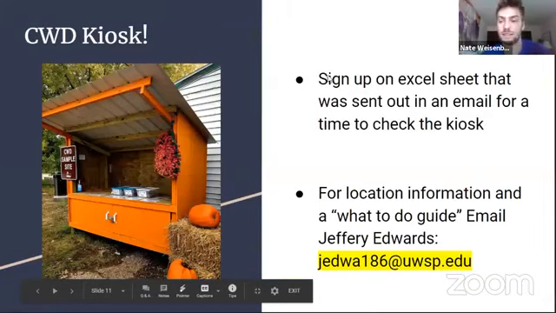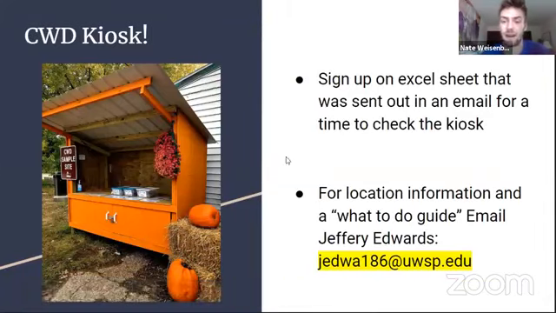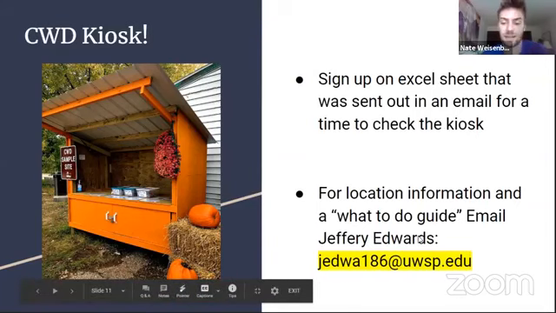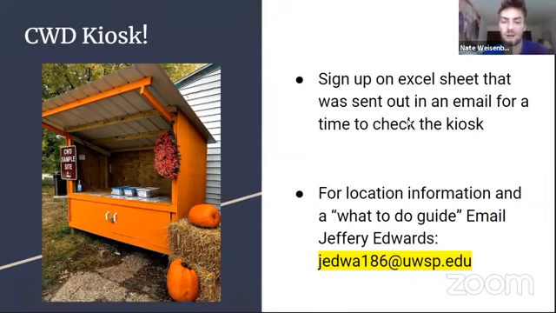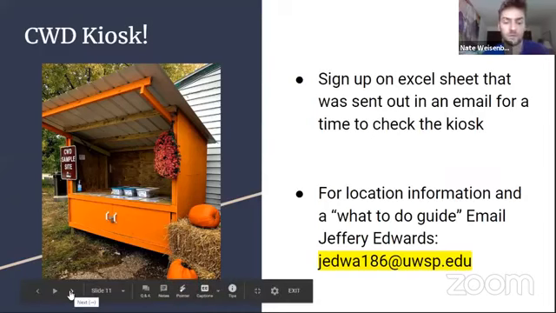We also are doing the CWD kiosk again this year. I sent out an email earlier today giving a little bit of info on this, but basically we partnered with the DNR. People can drop off deer heads to get sampled for CWD by the DNR, and they want us to be checking it every week. So you can sign up to do that with that Excel link that I sent out today. So check your email. And if you have any questions, Jeffrey Edwards at BHA has a lot of info and he can help you out there. Cool. Any questions on that right away before I move on?